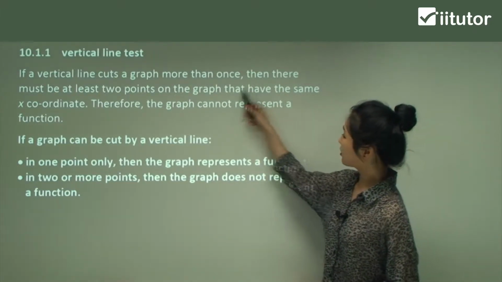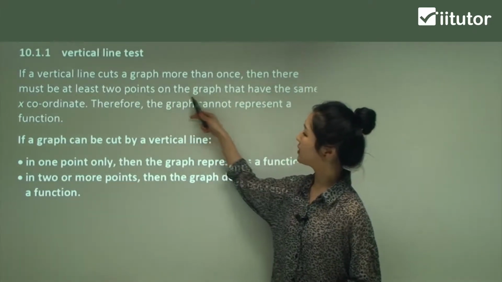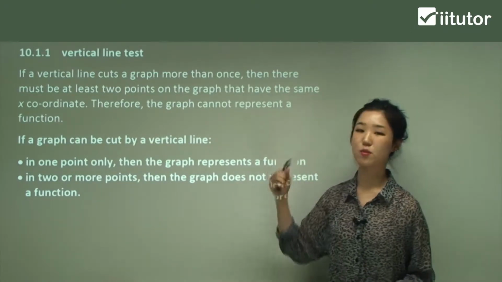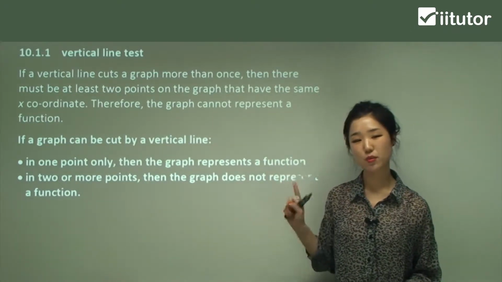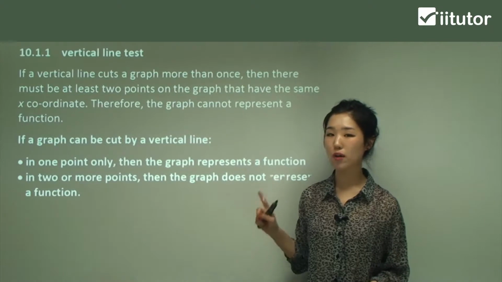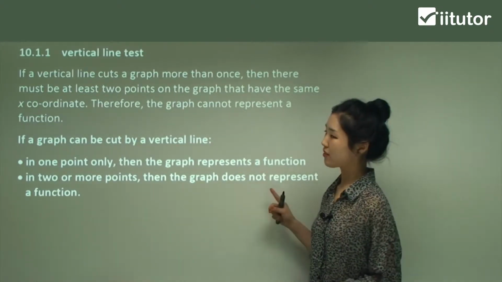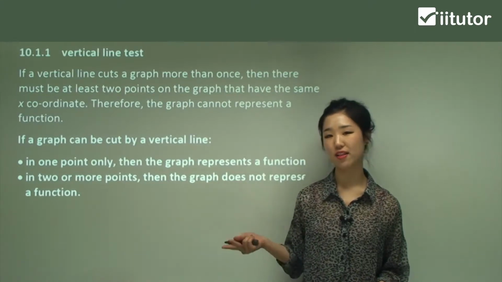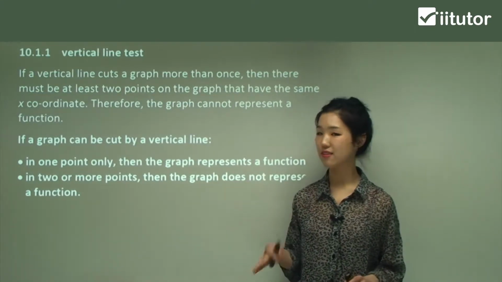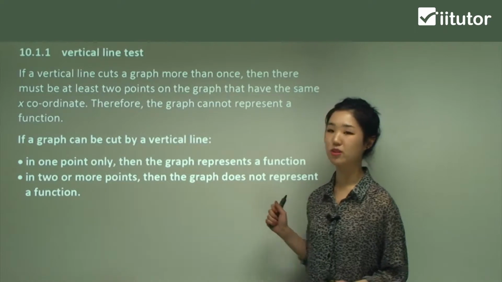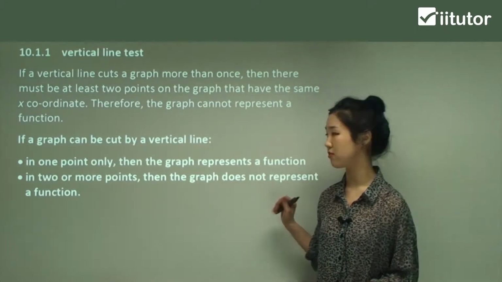Okay? So have a look. It says must be at least 2 points on the graph that have the same x coordinate. So for one x coordinate, it must have one y coordinate. That's what a function represents. If one x coordinate has 2 y values or more, then it's not a function. That's why we use that vertical line test. And I'll show you more about that very soon.